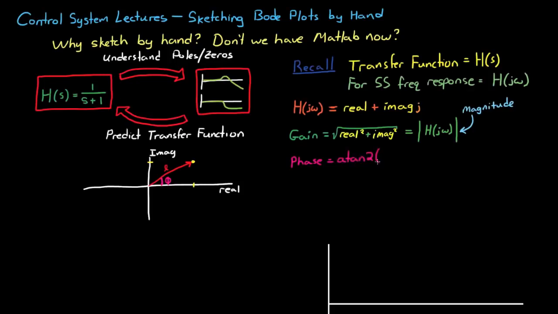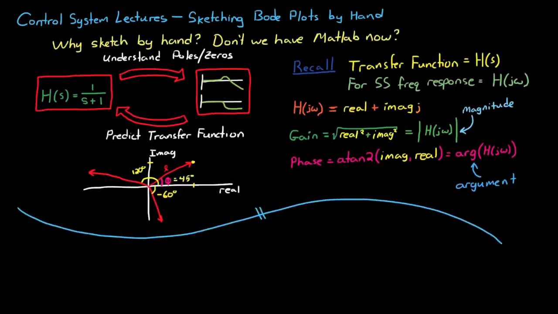And we can write this as the arctangent 2 of the imaginary part and the real part. And in shorthand notation, you can just write this as the argument of H(j omega). We can establish the sign of the phase by which side of the real line it appears on. In this case, it might be about 45 degrees. If we continue it a little bit further, it might be 120 degrees. But if we go down below the real line, then it becomes negative, so negative 60 degrees in that case.